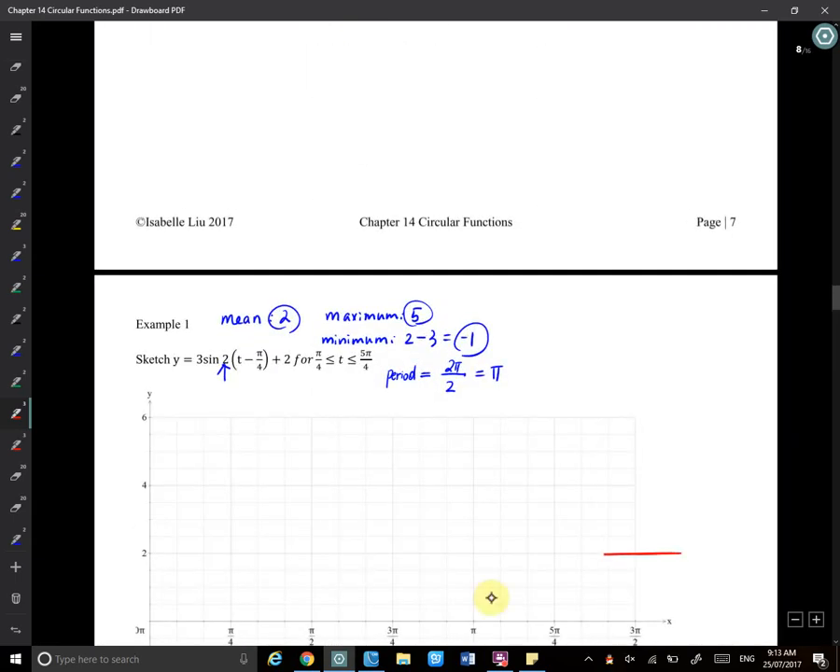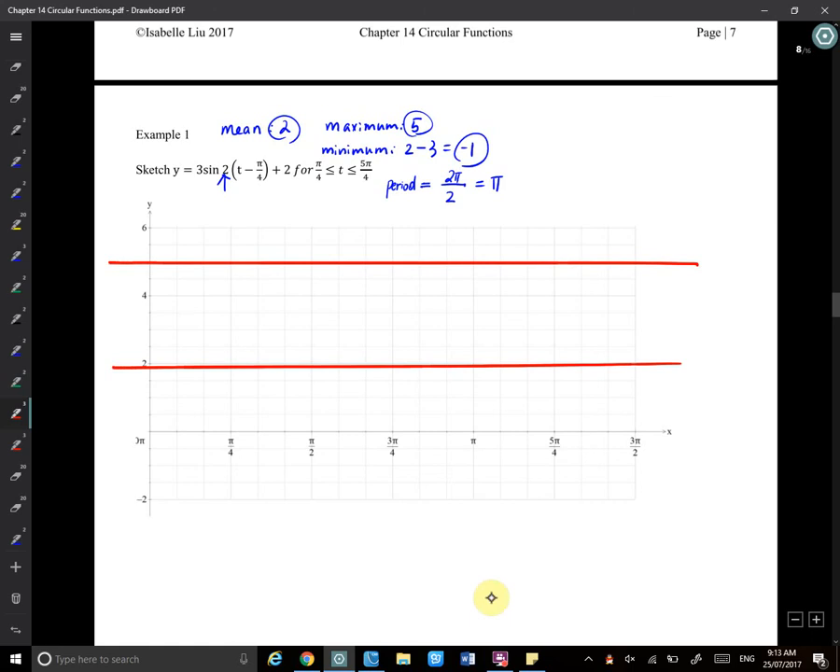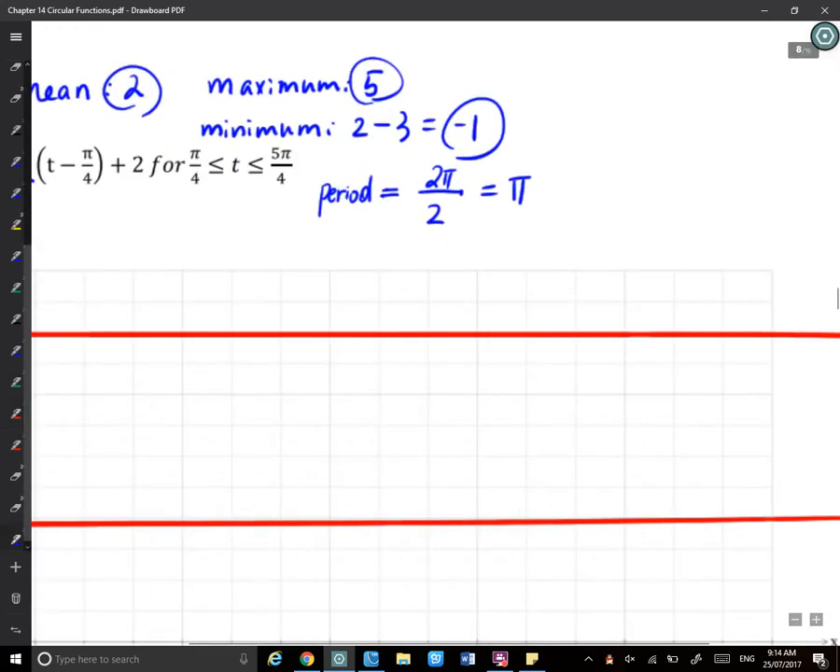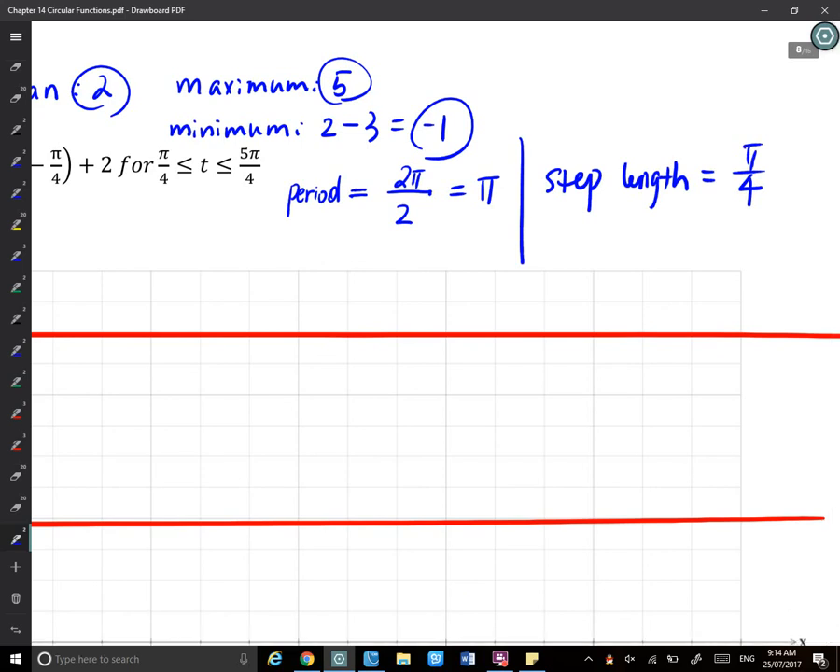So y equals 2 is here, y equals 5 is here, and y equals -1 is here. So my graph must be in between those 3 lines. And I must have my step length. My period is pi. My step length equals pi over 4. For each step the point wants to move, you will take pi over 4 to move to the next stage.